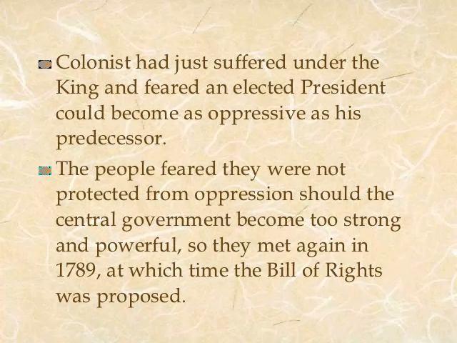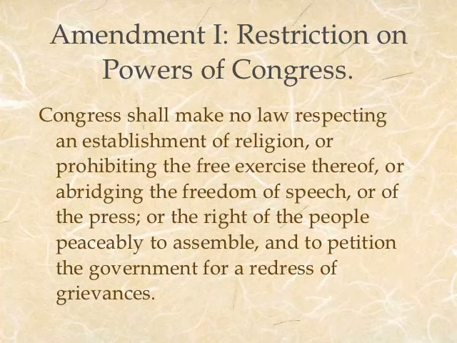So they met again in 1789, at which time the Bill of Rights was proposed. Now, the Bill of Rights had many of the qualities and characteristics that the first draft from Benjamin Franklin had, including restrictions on powers to Congress. It said that Congress shall make no law respecting an establishment of religion or prohibiting the free exercise thereof, or abridging the freedom of speech or of the press, or the right of people to peacefully assemble and to petition the government for redress of grievances.